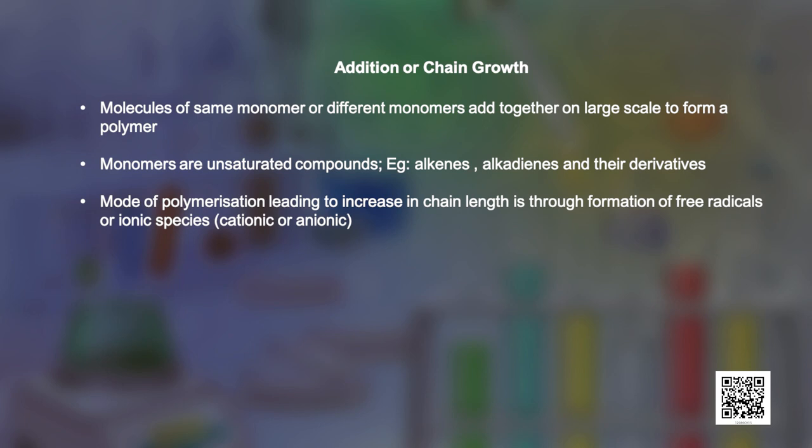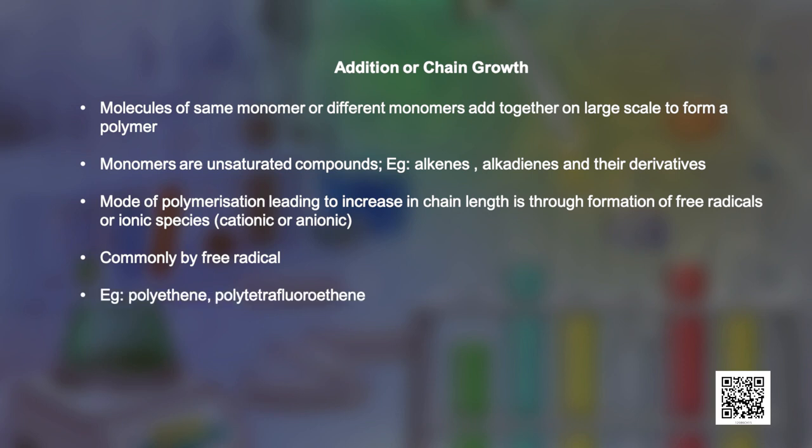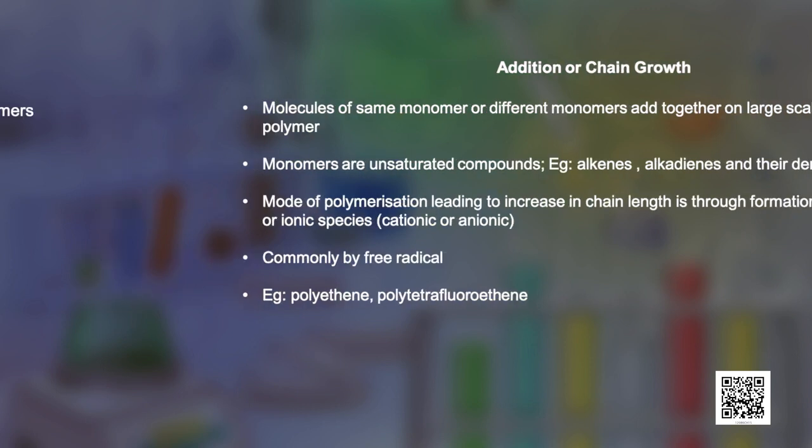The ionic species can be cationic or anionic in nature. However, the free radical governed addition or chain growth polymerization is the most common mode. In this session, we will focus on free radical mechanism only. The common examples of such polymers are polythene and polytetrafluoroethene, also known as Teflon.